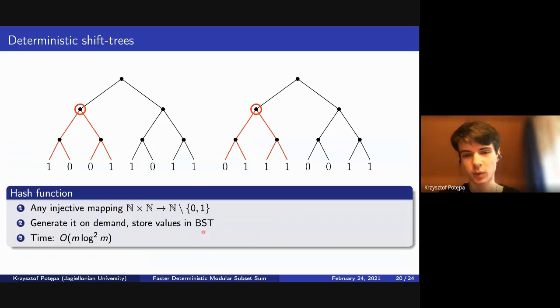We could use hash map instead of BST and get m log m time, but that would be randomized. The difference between this and the previous algorithm is that this would be Las Vegas. It always returns correct answer, but it doesn't necessarily work in m log m. But it turns out we can do better than m log squared.